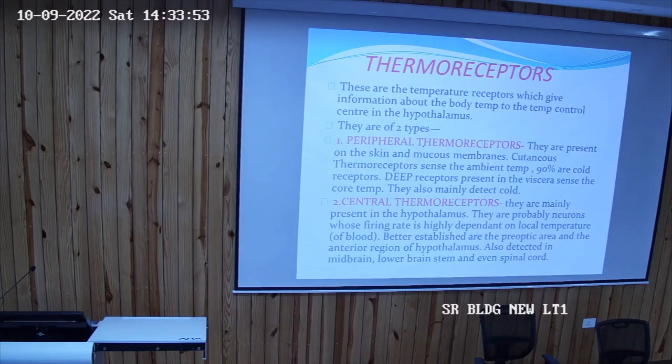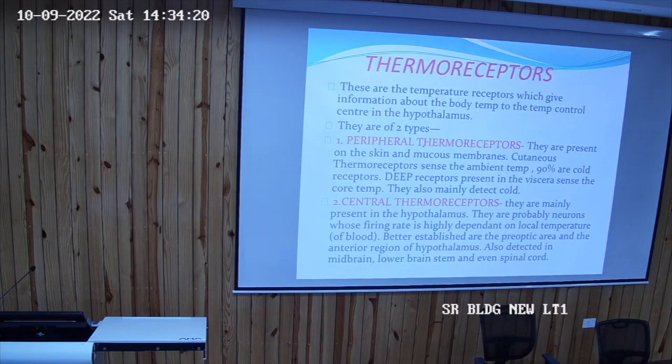There are two types of receptors: peripheral thermoreceptors, present on the skin and mucous membrane. Cutaneous receptors sense the ambient temperature, and 90% are of this type. Deep receptors present in the viscera sense the core temperature. They also mainly detect cold. Central receptors are mainly present in the hypothalamus, probably neurons whose firing rate is higher, dependent on the local temperature.